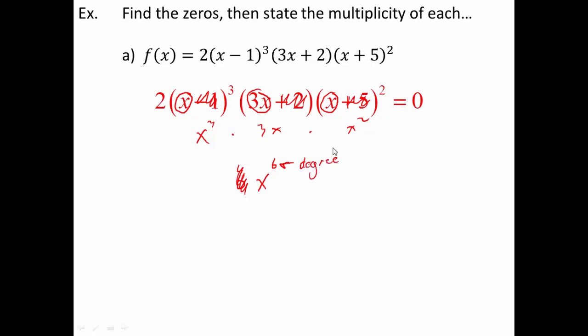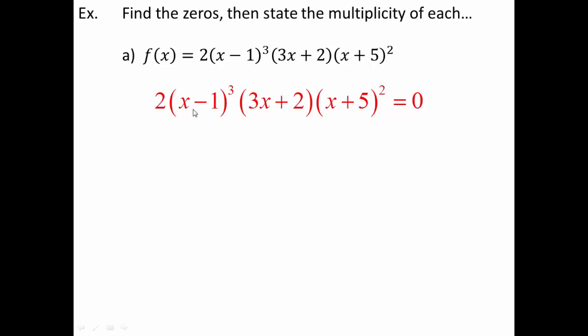If I have a 6th degree polynomial, that means I'm going to have exactly 6 answers when I'm done. So before I even get started, I see by adding up all the exponents, I have a 6th degree polynomial, therefore I'm supposed to have 6 answers when I'm done. So let's jump into it. Let's go ahead and solve this by setting each factor equal to 0.